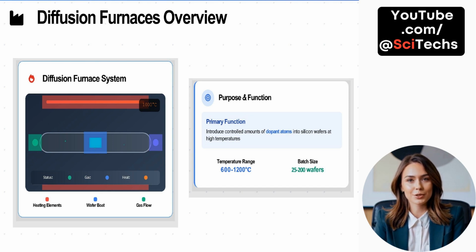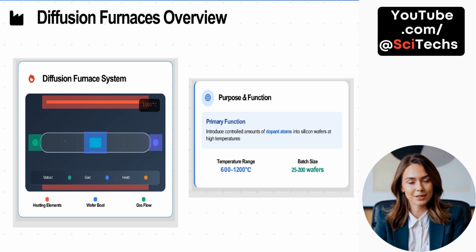A standard system includes heating elements, which raise the temperature within the quartz tube to levels between 600 degrees Celsius and 1200 degrees Celsius. Wafer boats, loaded with silicon wafers, are inserted into the tube and exposed to process gases that carry the dopant species.